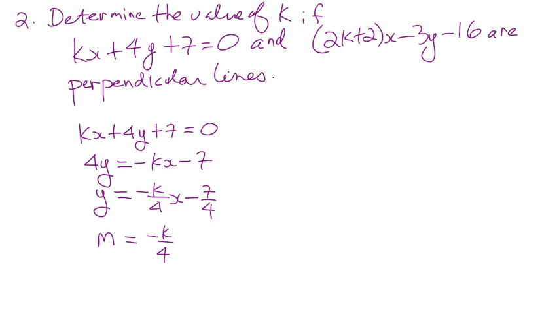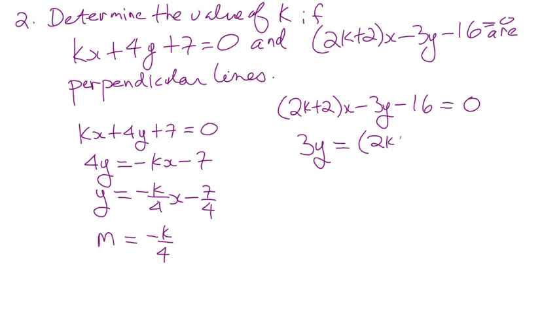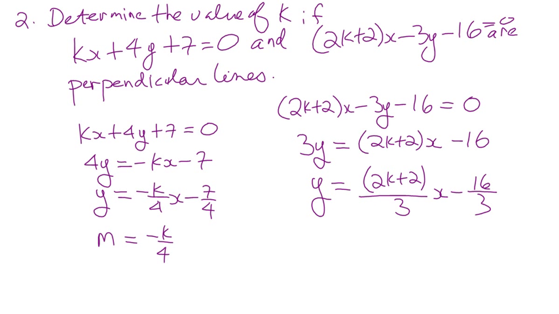All right. Now, what are we going to do with the second line? Oh, sorry, this should say equals 0. So what are we doing with the second line? I move y over to the other side. Yeah, so find the slope, put it into slope-intercept form. So 3y is equal to 2k plus 2 x minus 16. So what's y equal to? We're just going to divide by 3.